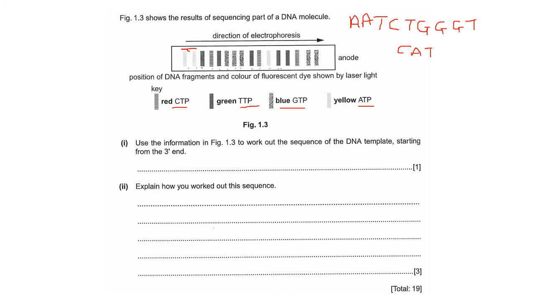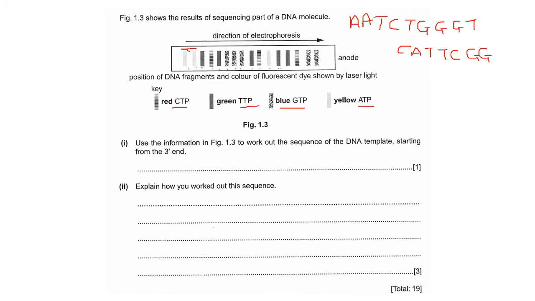And then we have more. This is T, this is C, and then we have two G's. So it is T, C, then G, and G. All right. So if you look at this over here, we have the sequence in terms of the direction of electrophoresis.